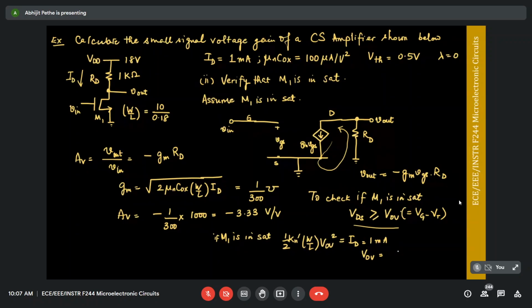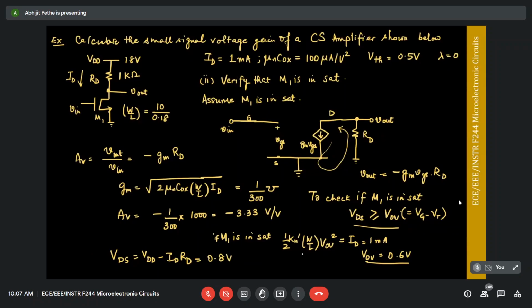So V overdrive will work out to 0.6 volts. And how do I find out VDS? VDD minus ID RD, right? VDD is 1.8, ID is 1 milliamp flowing through 1 kilo-ohm, so there's a 1 volt drop here. So VDS is 0.8 volts.